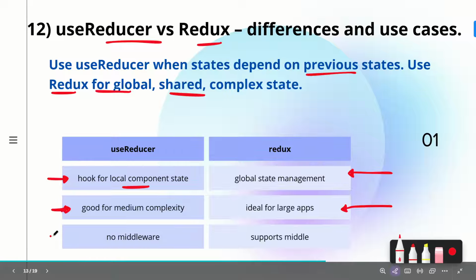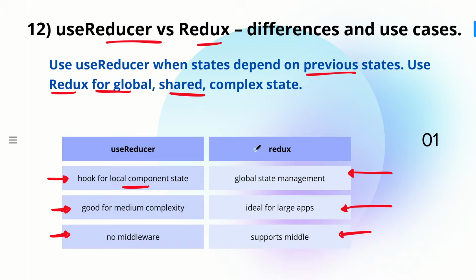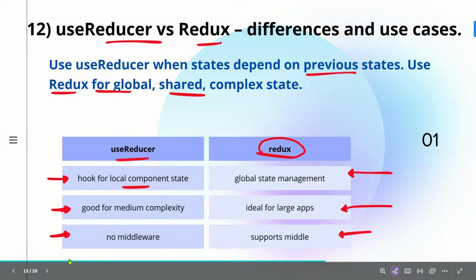Now useReducer does not need a middleware, whereas Redux supports middleware. There is a need of middleware like Redux Thunk or Redux Saga. So these are the differences between Redux and useReducer. One more difference is that you have to take Redux from a third party library, whereas useReducer is a hook.